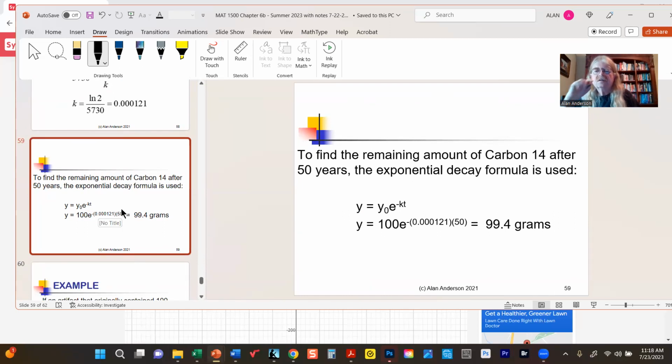In other words, if for some reason we know that when this thing is brand new, it contains 100 grams of carbon-14, this implies that after 50 years, it will be down to 99.4. Or we can work it backwards and figure out what the carbon-14 must have been 100 years ago, or how long ago it was at 100. So we can figure out a lot of useful information here.